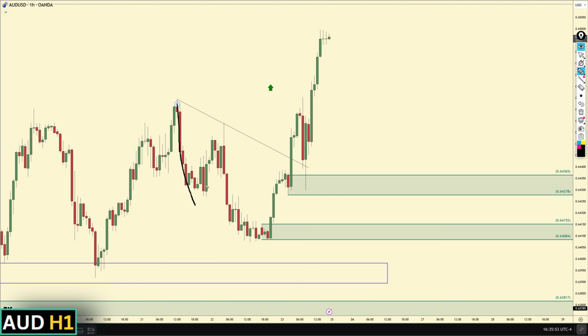Off that 1 hour demand zone, we basically had a 1 hour downward trend line. That trend line was removed by this demand, and we got a beautiful trade off it. So that trade worked out beautifully on the Aussie US dollar.